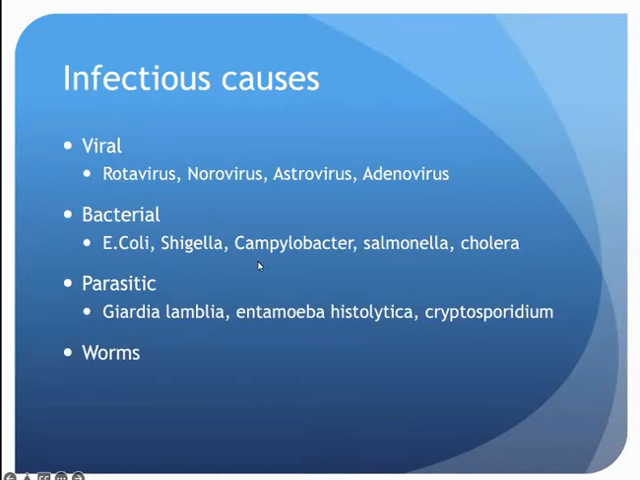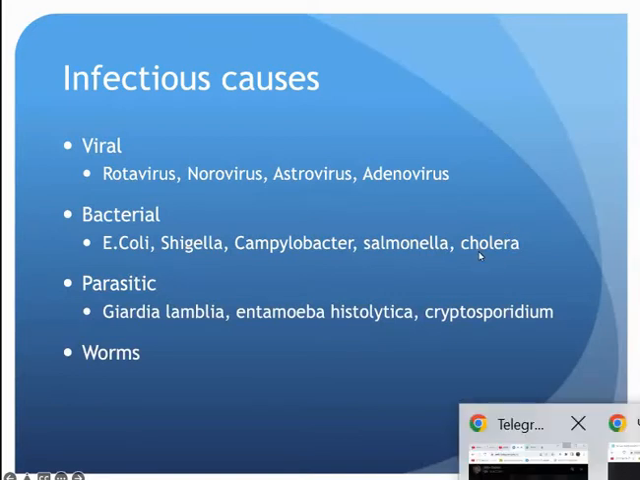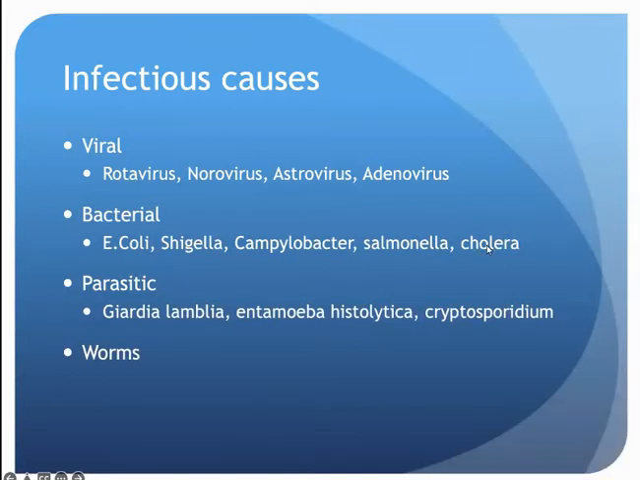Your bacterial causes are E. coli, Shigella, Campylobacter, Salmonella, all of which cause large bowel disease, which is dysentery, and then our exception, cholera, which causes large volume watery diarrhea, i.e. small bowel diarrhea. We then get parasites, the most common of which are Giardia lamblia, Entamoeba histolytica, and Cryptosporidium. And then we have worms, which can cause a more chronic, persistent diarrhea in children.